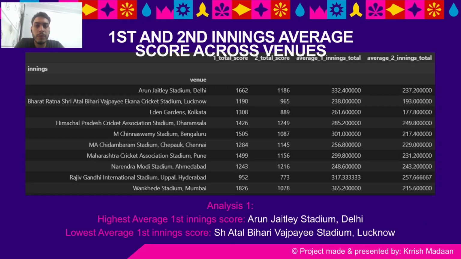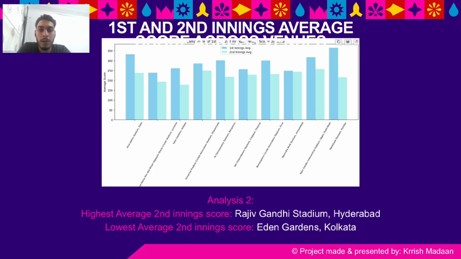So here's a table to compare the first and second innings average scores across venues, and the two conclusions that can be drawn are as follows. Firstly, the highest average first innings score was recorded in the Arun Jaitley Stadium, Delhi. The lowest first innings average score was recorded in Shri Atal Bihari Vajpayee Stadium, Lucknow, and the values can be mapped with the table. I have even made a bar chart to compare these average scores. For the second innings, we can see the highest average score was observed in Rajiv Gandhi Stadium, Hyderabad, and the lowest average score was observed in the Eden Gardens, Kolkata.